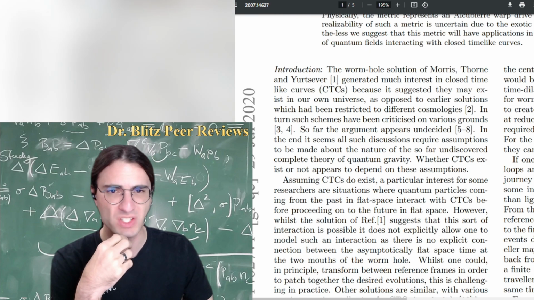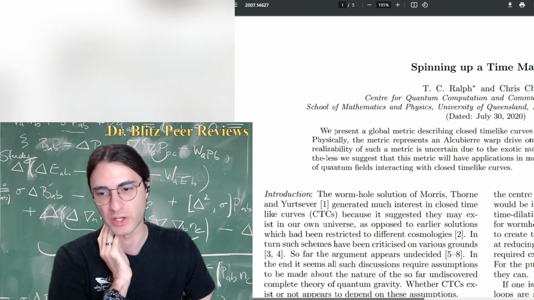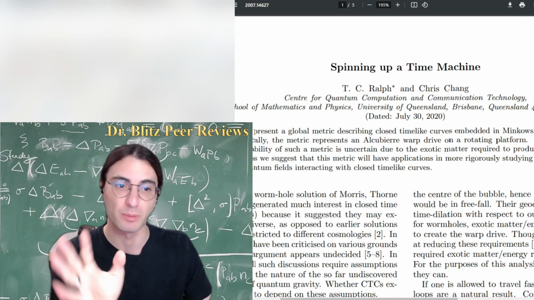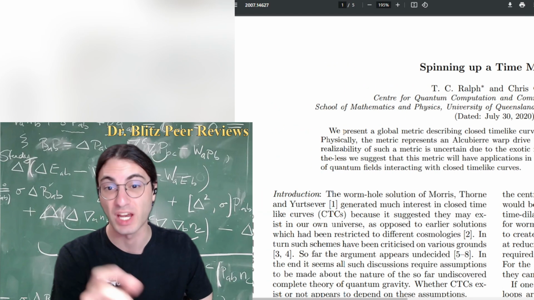For those who are just joining us, this paper is called Spinning Up a Time Machine. It was written 4 years ago. But it seems interesting, and it was referenced in a paper I wanted to read. It's called Spinning Up a Time Machine by T.C. Ralph and Chris Chang. Anyway.